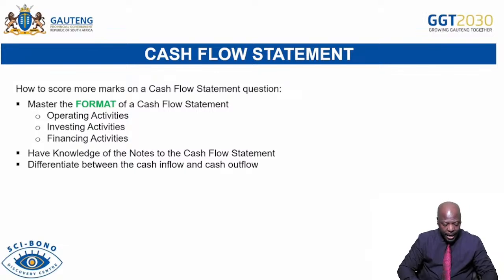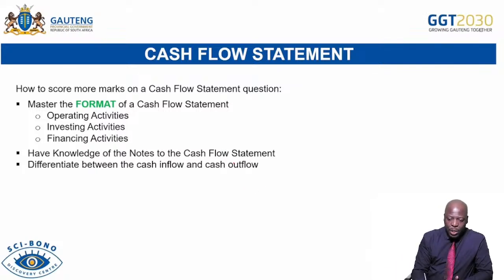I will look at how to score more marks on a cash flow statement question, and I'll also show you how to do certain calculations. And one of the most important things that you have to know is the format. You have to know the format of a cash flow statement. That is your O, the I, and the F. The operating activities, your investing, as well as your financing activities.